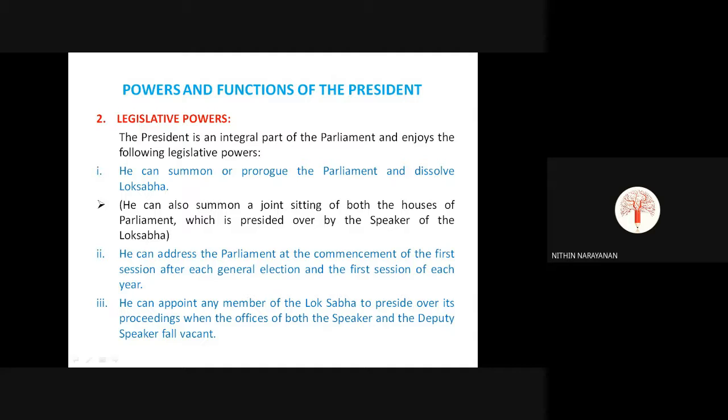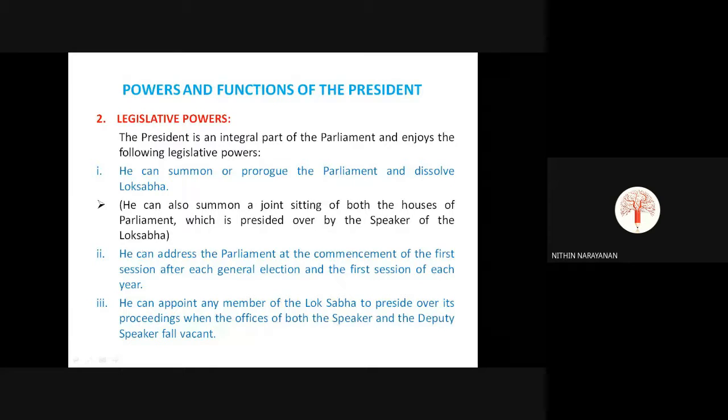He can also summon a joint sitting of both the houses of Parliament, which is presided over by the Speaker of the Lok Sabha. He can address the Parliament at the commencement of the first session after each general election and the first session of each year.